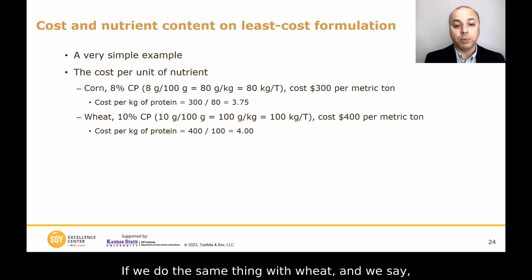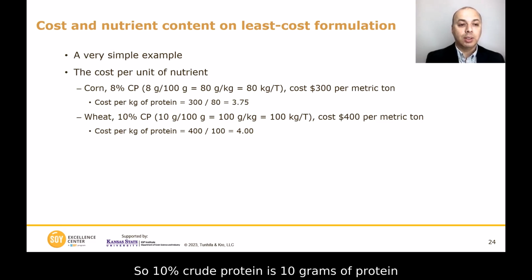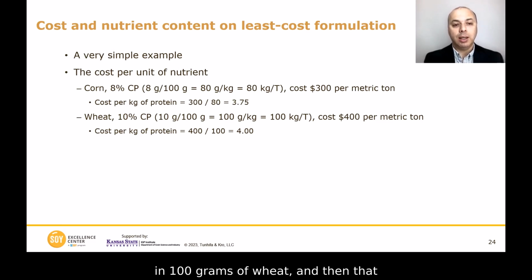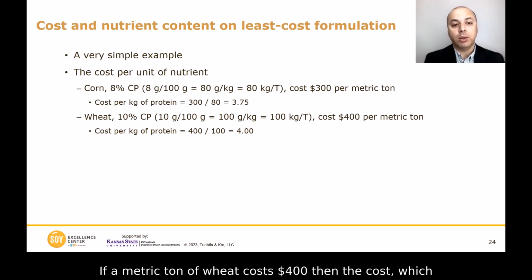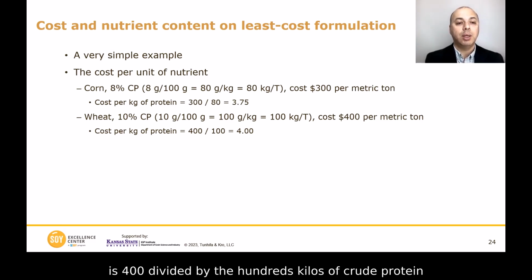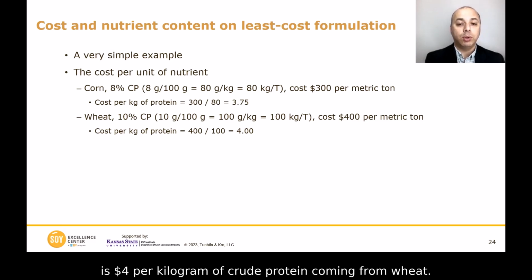If we do the same thing with wheat, and we say wheat is 10% crude protein, remember, percent means per 100, so 10% crude protein is 10 grams of protein in 100 grams of wheat, and that is equivalent to 100 kilograms of crude protein in a metric ton of wheat. If a metric ton of wheat costs $400, then the cost, which is 400 divided by the 100 kilos of crude protein, is $4 per kilogram of crude protein coming from wheat.